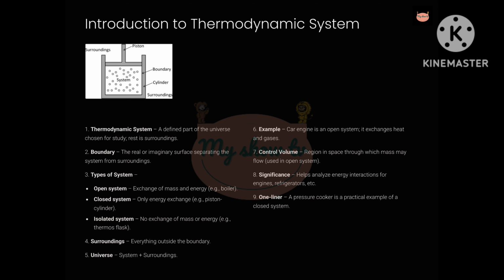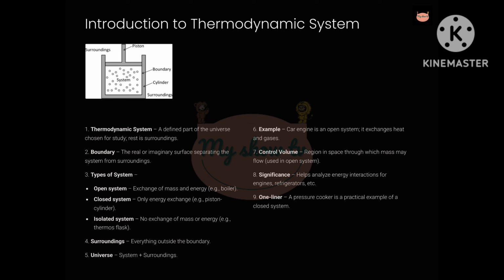Slide 1. Introduction to thermodynamic system. Let us begin by understanding what a thermodynamic system is. A thermodynamic system is a specific part of the universe we choose to study, such as gas inside a cylinder. Everything outside the system is called the surroundings. The boundary is the surface that separates the system and its surroundings. This boundary can be fixed or movable, real or imaginary.